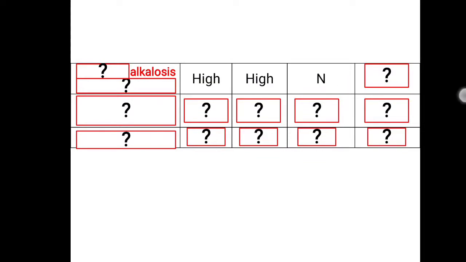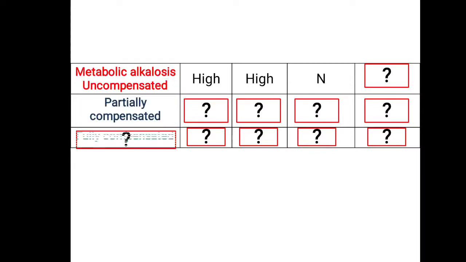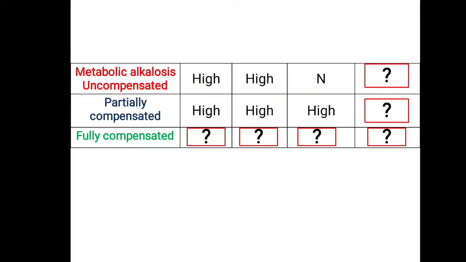Now further you have to decide whether it is uncompensated, partially compensated, or fully compensated. If the secondary change has not yet started, it is called uncompensated. In partial compensation, the secondary changes will be there. The secondary change, that is the change in partial pressure of carbon dioxide, is in the same direction as the bicarbonate. So bicarbonate is in excess, and that also leads to an excess of partial pressure of carbon dioxide. That is considered partially compensated.